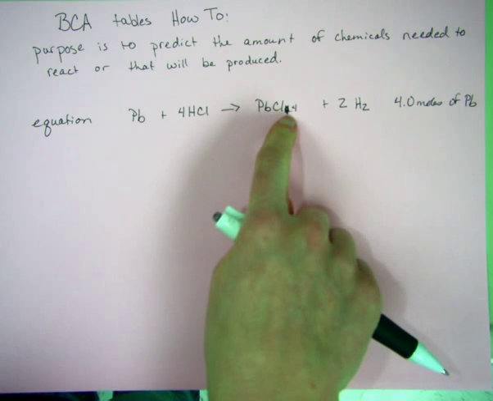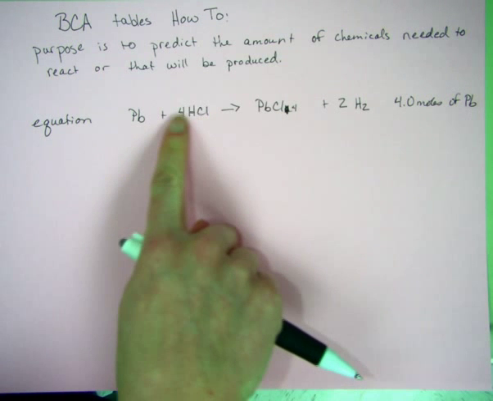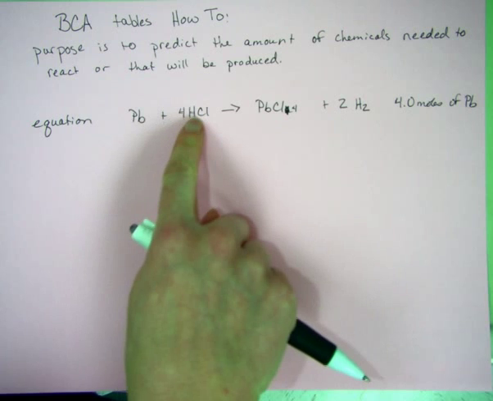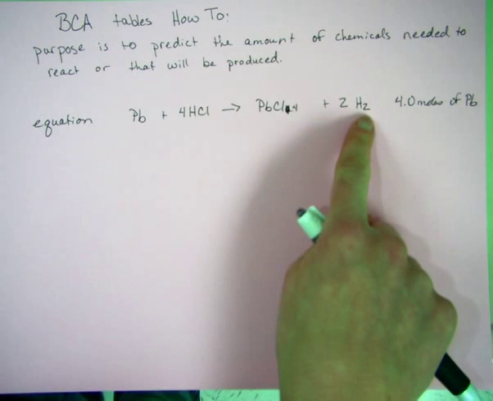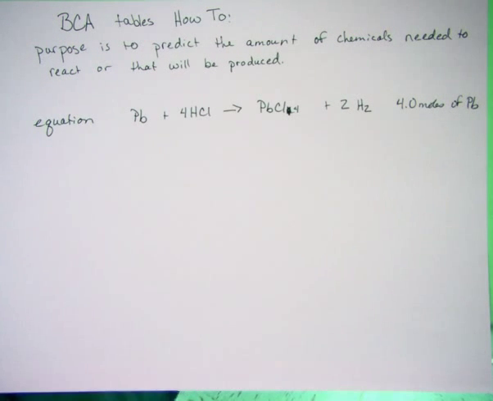We need 4 Cl's here, so we need to put 4 here, making that 4 H's. To make this have 4 H's, we put a 2 in front of it. Alright, pretty simple on the balancing and writing the equation. No help needed there.